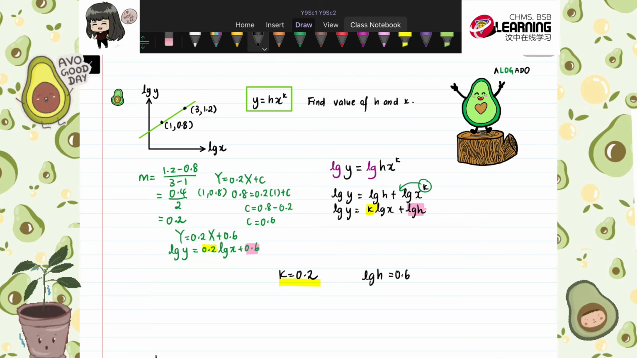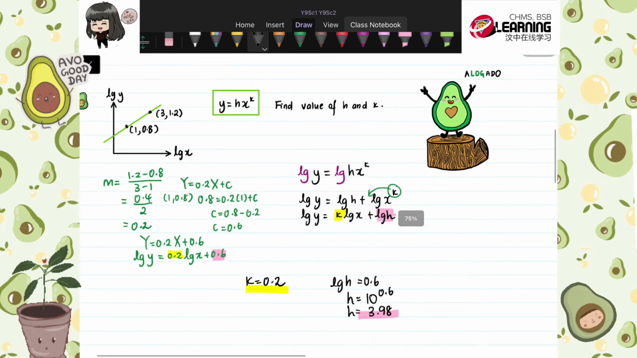Now we want to find h. So we move the log, it becomes 10 to the power of 0.6. After that, to 3 significant figures it is 3.98. Okay, so remember, if you want to move the log, it becomes 10.